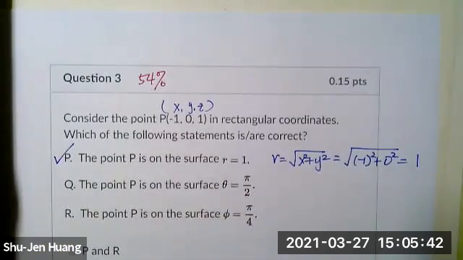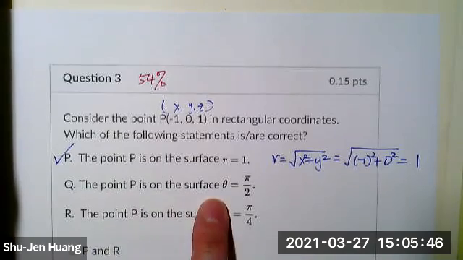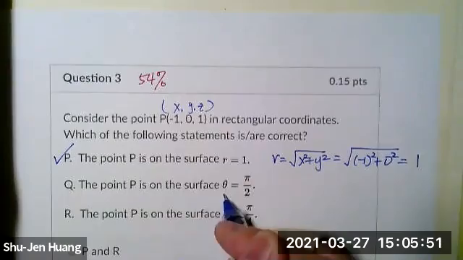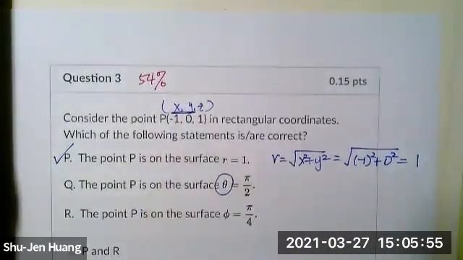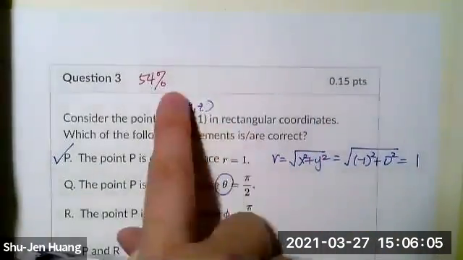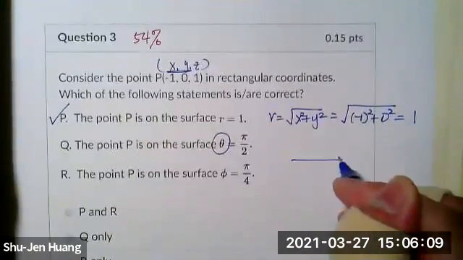So that one is correct. The second one says the point P is on the surface theta equal to pi over 2. So whenever you look at theta, you only need x and y. Just like if you consider 2D, in polar coordinates, you don't need z to determine the angle theta. So we just need to look at the x and the y here. So in 2D, let's plug in the point.